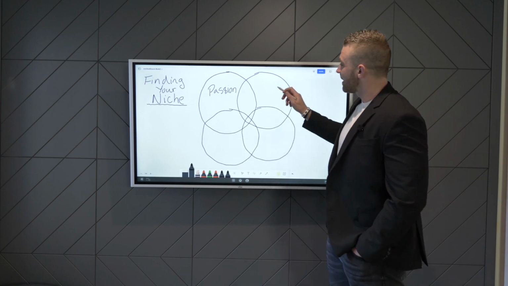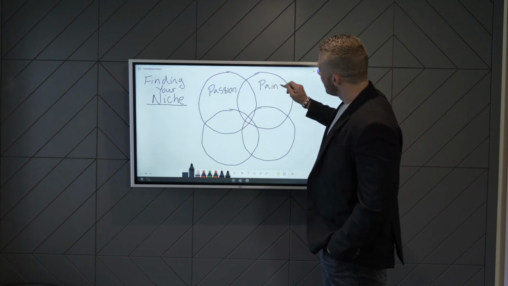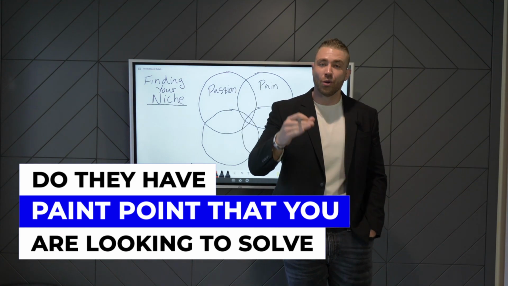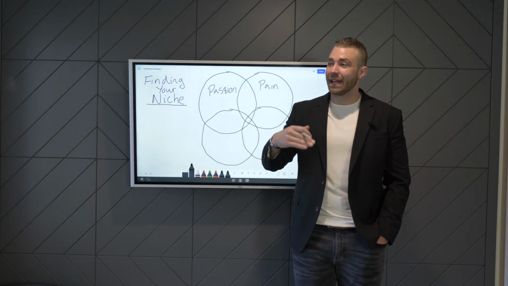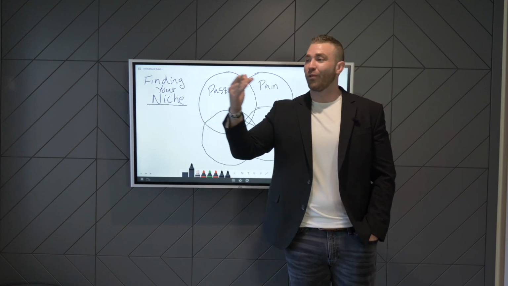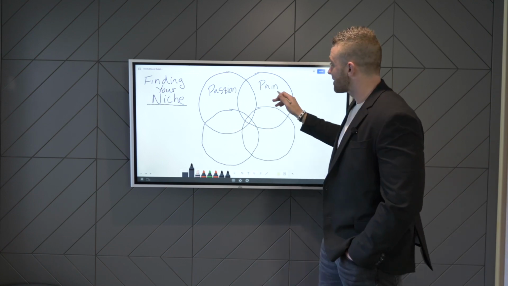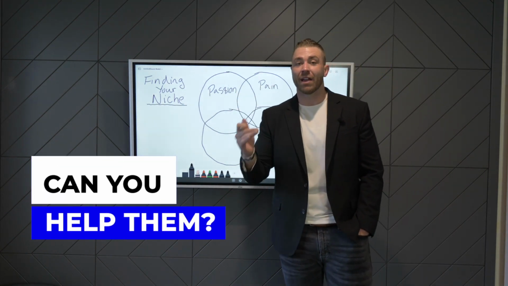Now, going to the next circle over here, we need to ask ourselves, do they have the pain point in their lives that you are looking to solve? Do they have a need for insurance? Do they have a need to buy a new house? Do they have a need for investment strategies? Do they have a need for tax advantage planning?